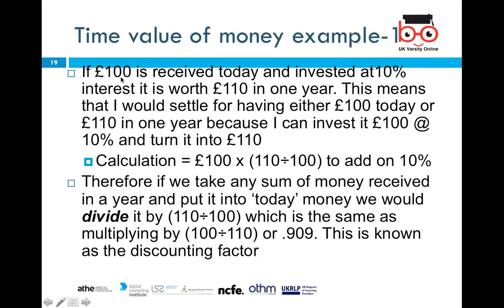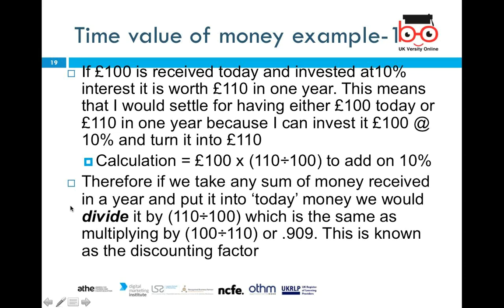So let's see one example of the time value of money. If £100 is received today and invested at 10% interest, it is worth £110 in 1 year. It's a simple calculation, simple interest: £10 interest, 10% on the £100, and then after 1 year it will be £110. This means that I would settle for having either £100 today or £110 in 1 year, because I can invest £100 at the rate of 10% and turn it into £110.